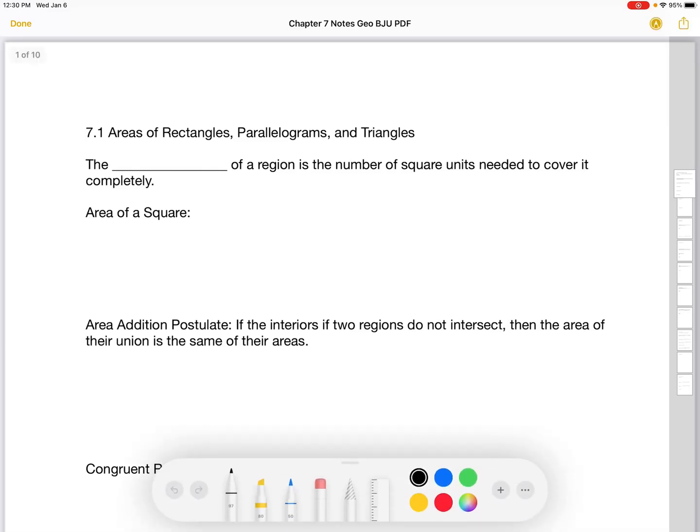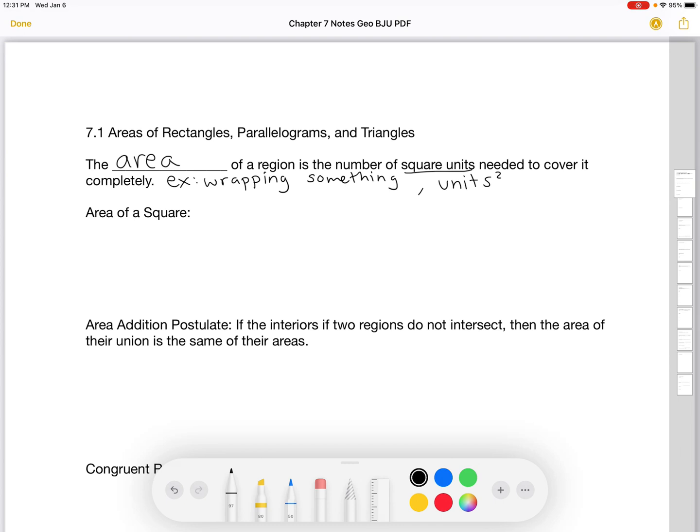This is section 7.1, areas of rectangles, parallelograms, and triangles. The area of a region is the number of square units needed to cover it completely. Think of wrapping something. It's how much wrapping paper you would need to cover it. It's always in square units, meaning the label is always going to be whatever the units are squared.